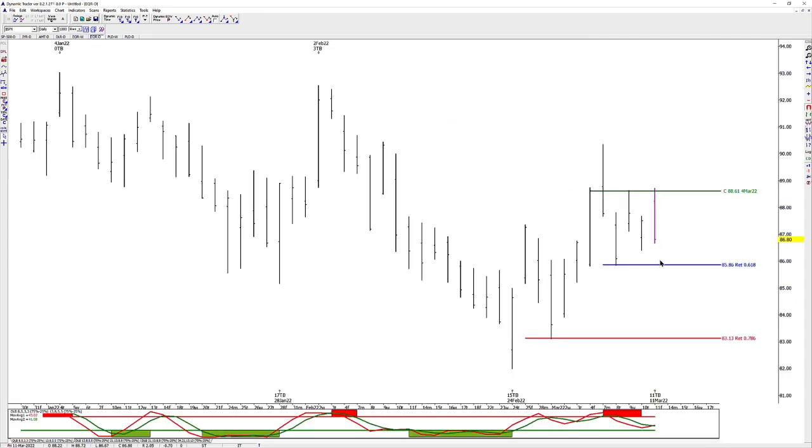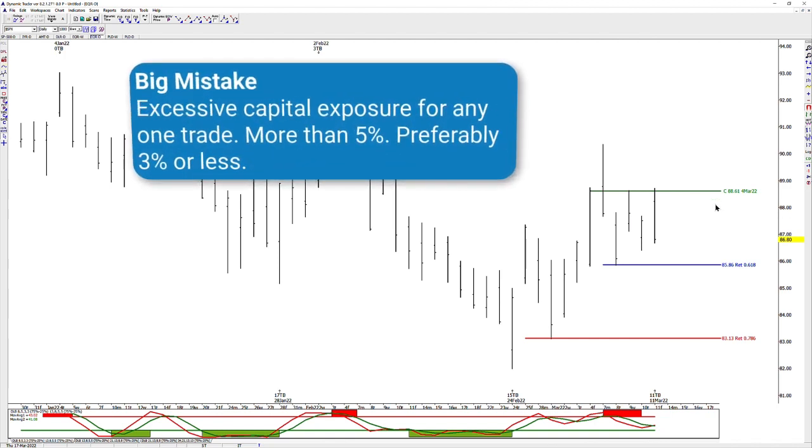And we've identified that with EQR. So it's just made a daily momentum bull reversal. And a close above this 88.61 would be a go long setup. Where would the protective stop be? Another big mistake is risking or having too much capital exposure.